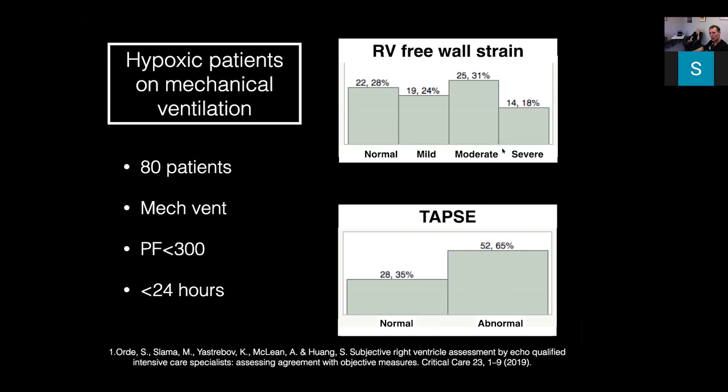And here's the guys with the strain. So there was only 1/3 of them that had normal RV function based on the strain, and 1/3 that were normal with TAPSE. So quite a lot of RV dysfunction we found in this relatively nondescript group with PF abnormalities.